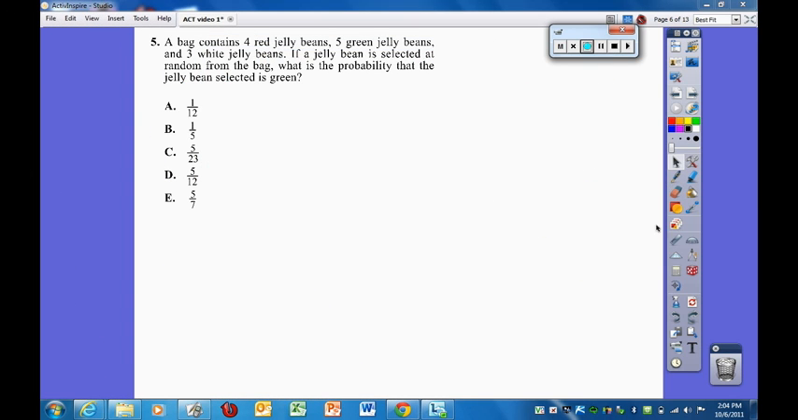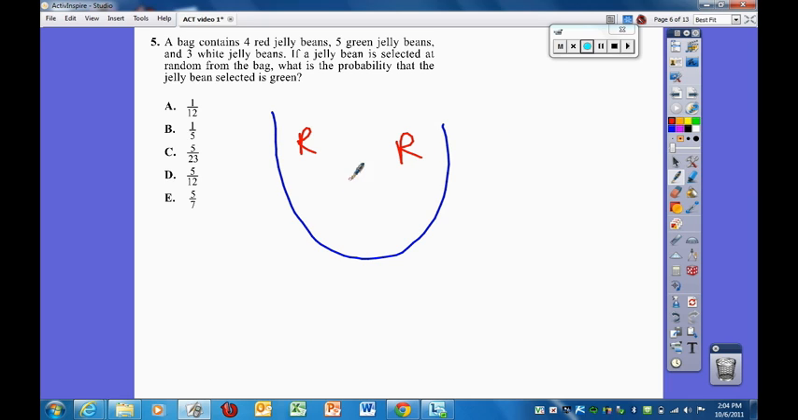Okay, problem number 5. We have a bag, and it contains 4 red jelly beans. You don't have colored pencils here, so maybe just use an R to represent the 4 red jelly beans. 5 green jelly beans. Again, maybe a G for green jelly beans. And then we have 3 white jelly beans. Well, I can't draw in white, so I'm going to draw black ink here, a W to represent the white jelly beans. And it's saying if a jelly bean is selected at random from the bag, that means we're just going to reach in here.